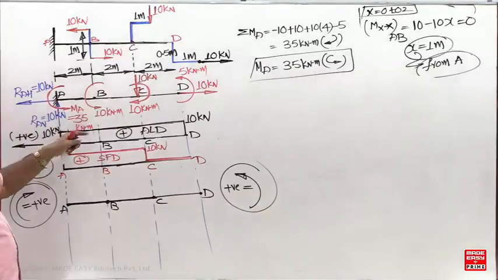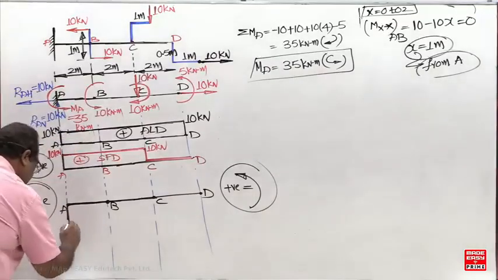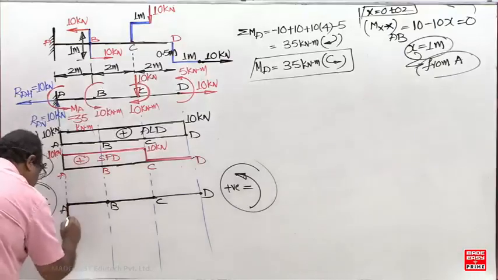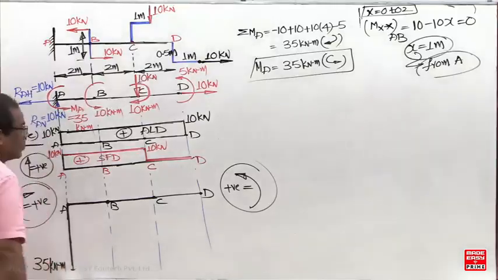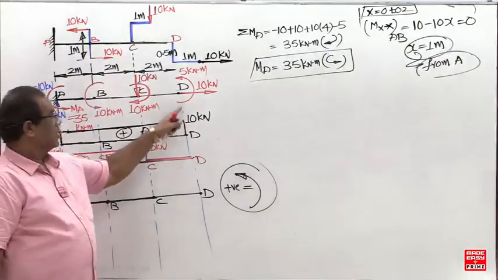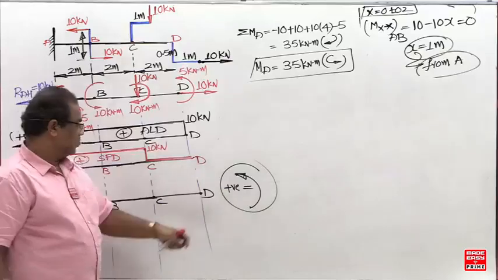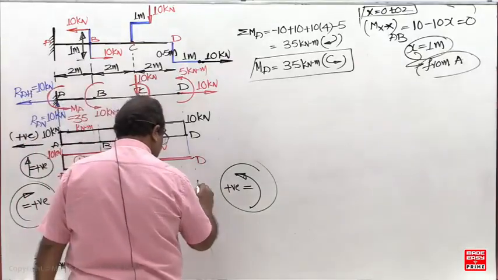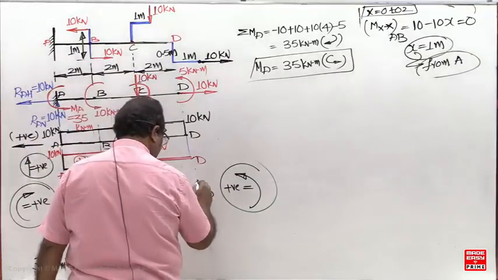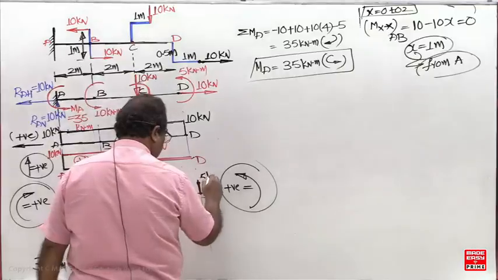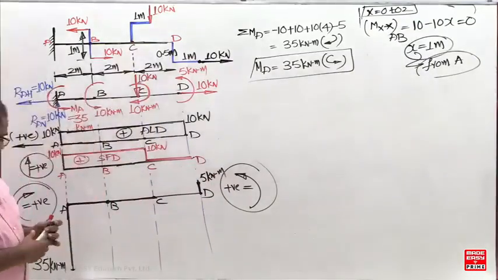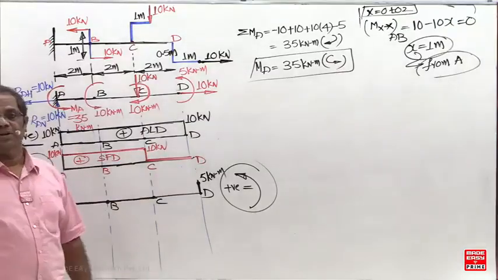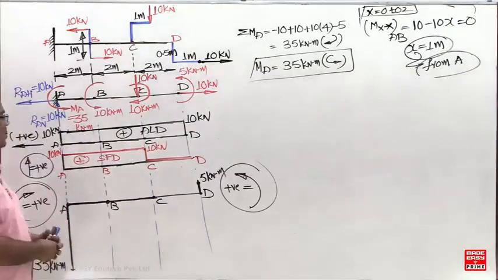Anti-clockwise 35, negative. This is the positive. Anti-clockwise positive. So automatically a point of contraflexure will exist. On this side I am getting a negative, on this side I am getting a positive. A point of contraflexure will exist.